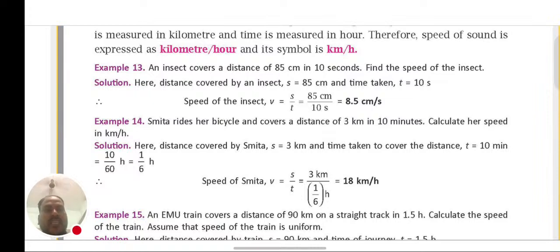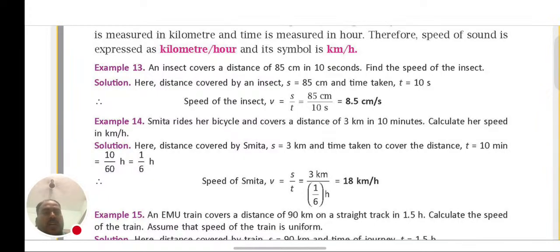Here it is asking in per hour, so we have to convert. Suppose it is given in minutes, then we have to convert that minute into hour. Suppose it is asking in meter per second, and time is given in hours, so we have to convert that time into seconds. Yes or not? Now here it is asking to calculate the speed in kilometer per hour.